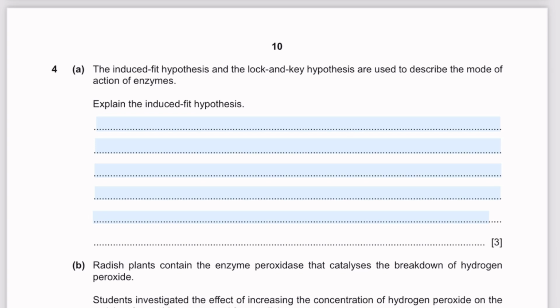The induced fit hypothesis is where the enzyme doesn't exactly have an active site complementary to the substrate. What happens is the enzyme undergoes a conformational change, a change in shape, where it molds around the substrate, and therefore they're able to form the enzyme-substrate complex after all. Then the enzyme catalyzes the formation of the products, and once the products leave the active site, the enzyme returns to the way it was. So this is exactly how the induced fit hypothesis works.